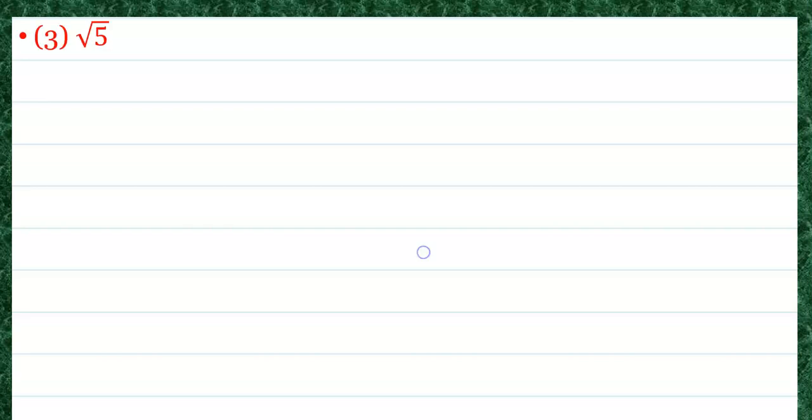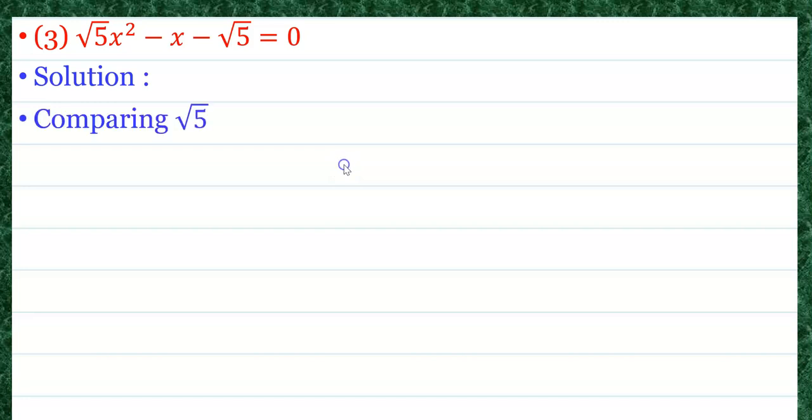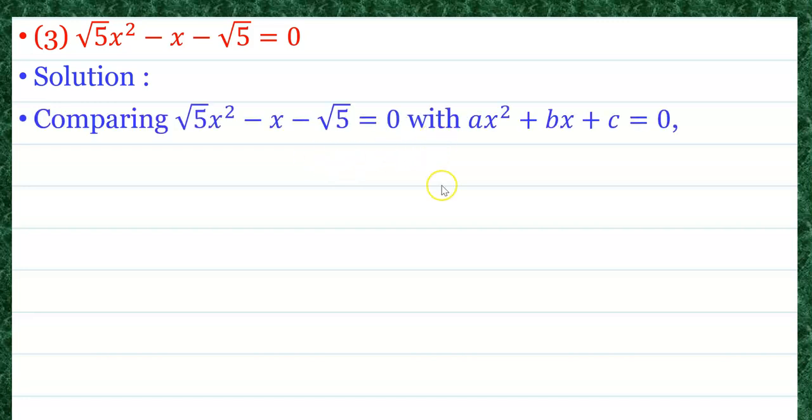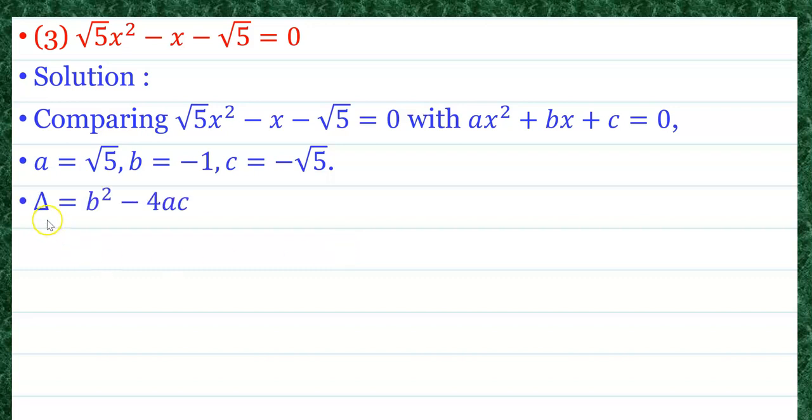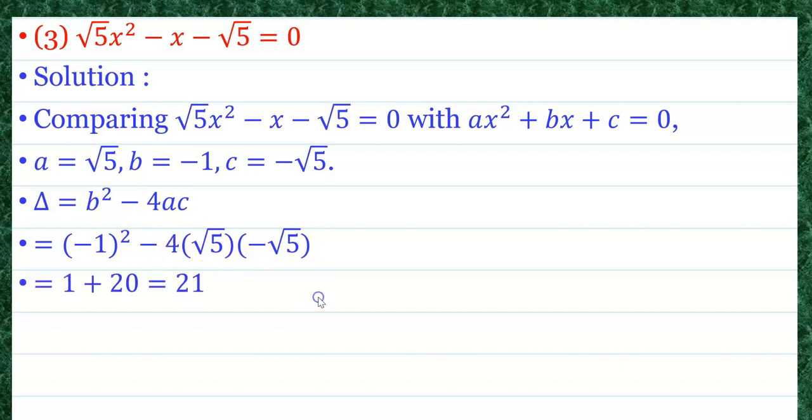Next question. त्यातलं third बघा, root 5x square minus x minus root 5 is equals to 0. आता solution. Okay, we will compare with again ax square plus bx plus c is equals to 0. a is root 5, b is minus 1, c is equals to minus root 5. Okay. And again delta is equals to b square minus 4ac. The value of b is minus 1 square minus 4 into root 5 into minus root 5. And here you will get minus 1 square किती आला 1 आला. Minus into minus, that multiplication is a plus 1. Root 5 into root 5 you will get 5. 5 into 4 20. 20 plus 1 21. आणि म्हणजेच delta इथे किती आला तर 21 आला.